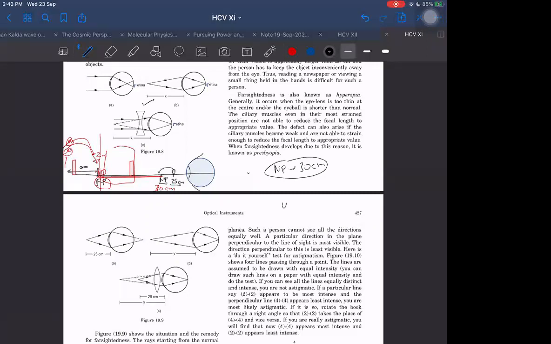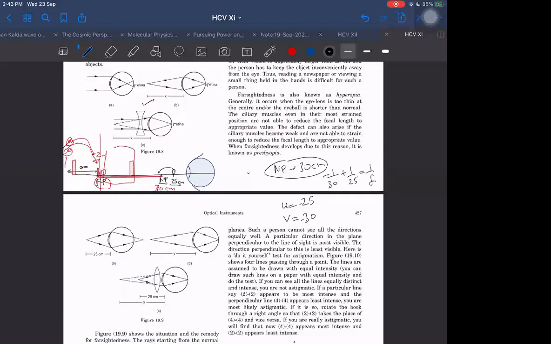Then I will keep U equal to 25, and V I will keep as 30. U 25, V 30, and both negative because both are on the same side of the lens. Negative, negative. Then I will write it as minus 1 by 30 minus 1 by 25 is equal to 1 by F. What do we get now?